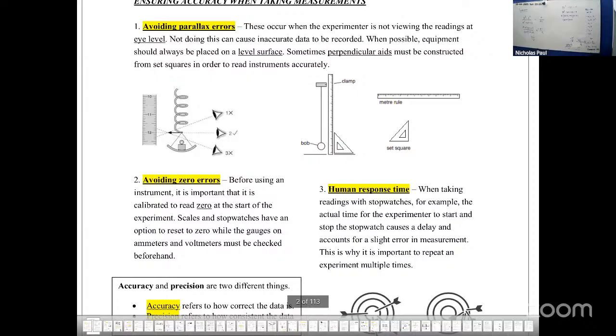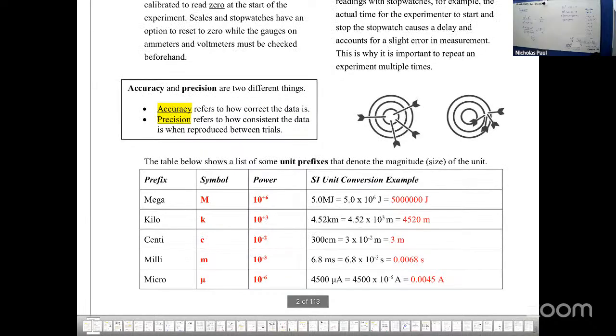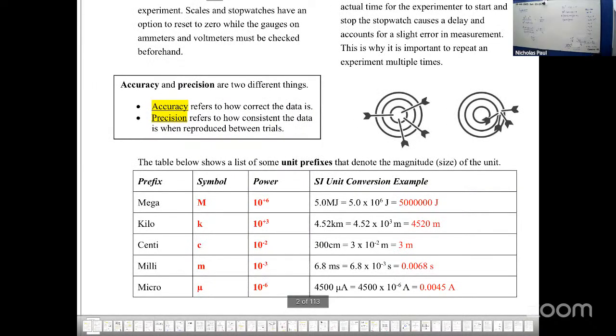For those who did a lab already, you may have done a pendulum lab already. No? Right? So yes, but that's one thing that you can do. Repeat the process and find the average. Next, two important words, accuracy and precision.